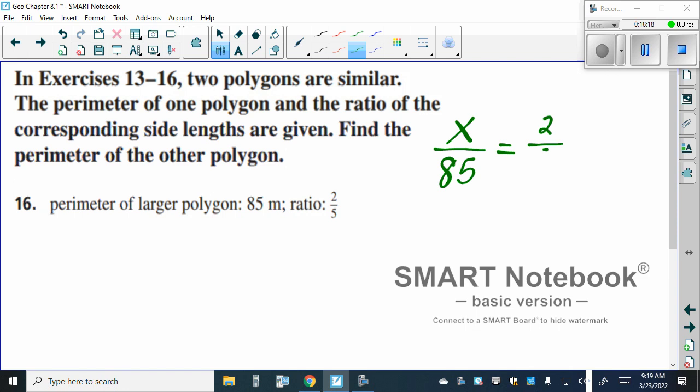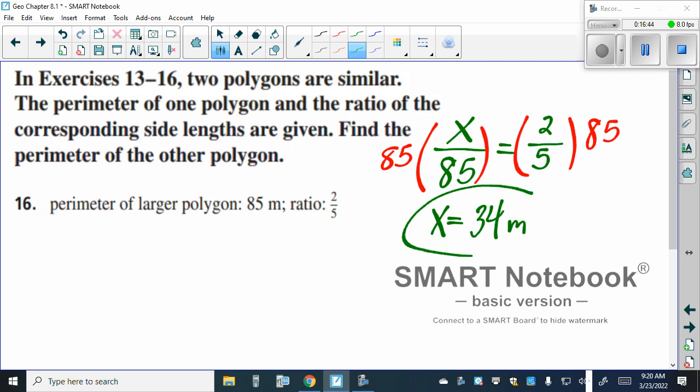So we would have it as 2/5. Here we'd multiply both sides by 5, which will tell us that x is equal to 14 meters. And that's it. Questions on this here? Are you ready to look at the last part? Yes?